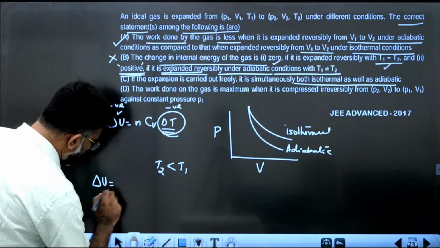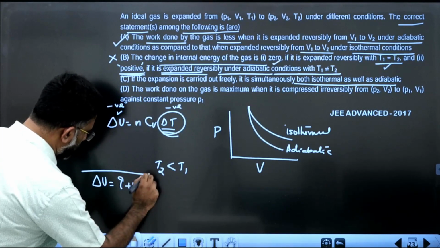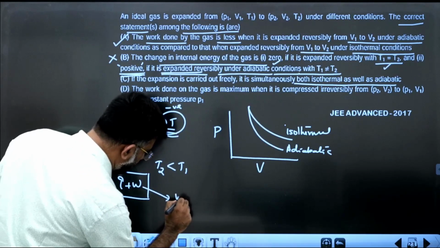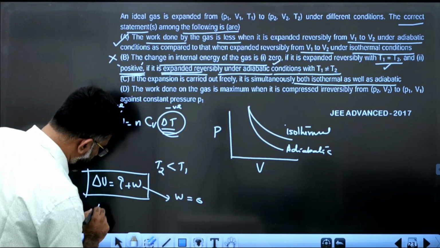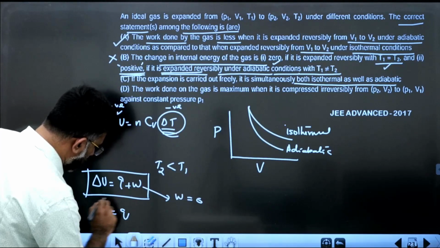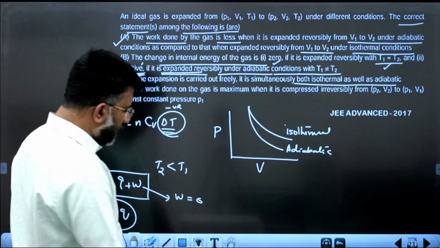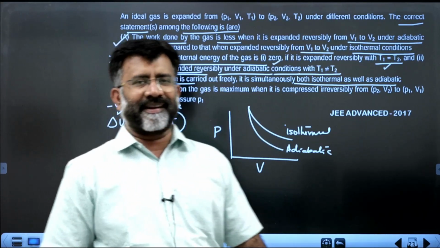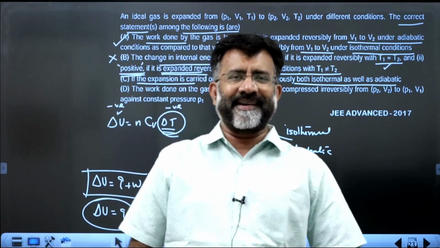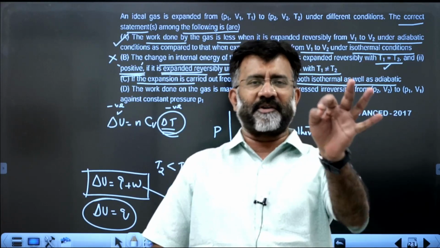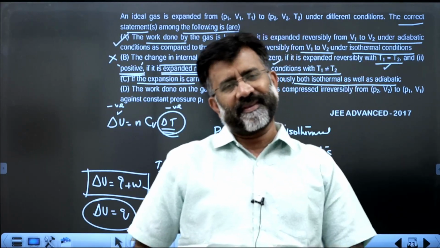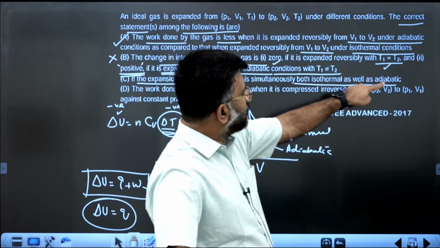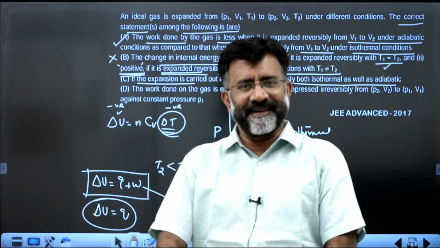So, delta U is equal to Q plus W according to the first law of thermodynamics, and here work done is equal to 0. That means delta U equal to Q. This is the condition. Why is work done equal to 0? Free expansion, external pressure 0. P delta V, P external 0. Therefore, work done is 0. All of you know. Now, it is simultaneously isothermal and adiabatic. Yes, it is a true statement.